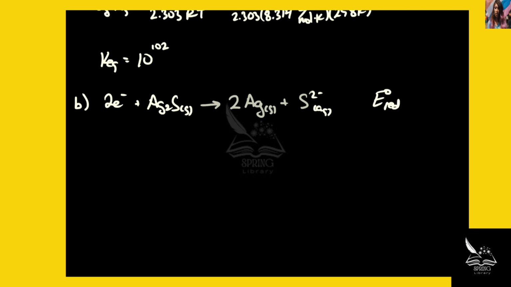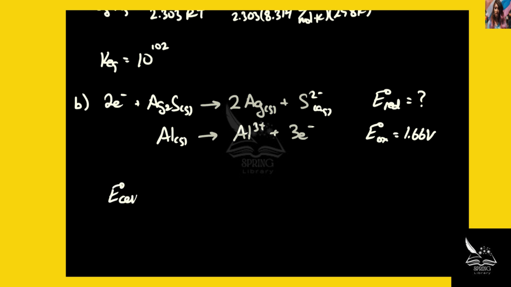So E naught reduction here is our unknown, and the other half reaction here will be the oxidation of aluminum, and this would be aluminum going to aluminum 3 plus and 3 electrons. The E naught oxidation here would be 1.66 volts.